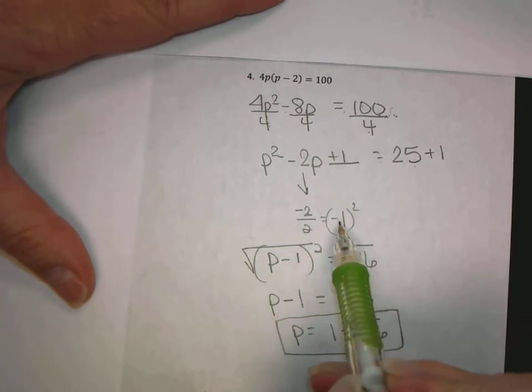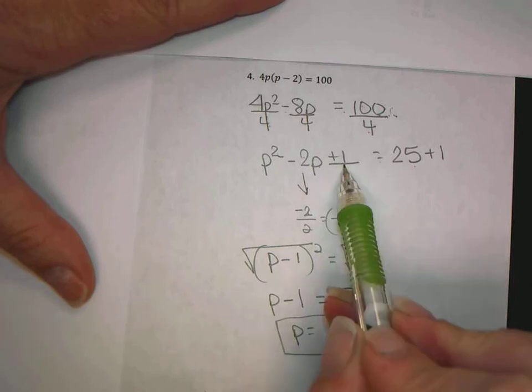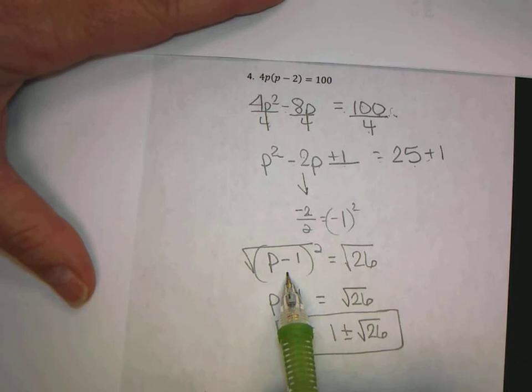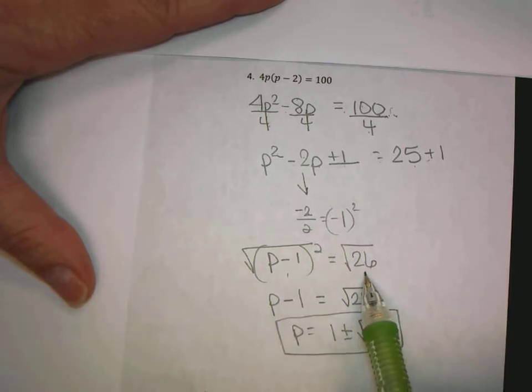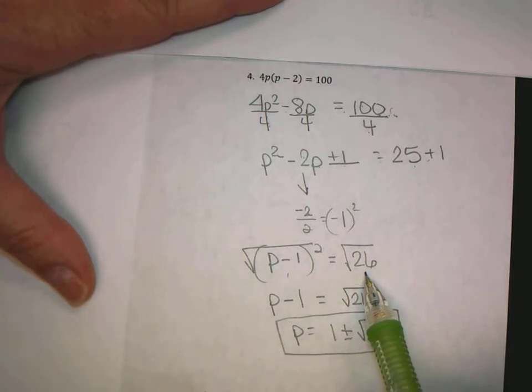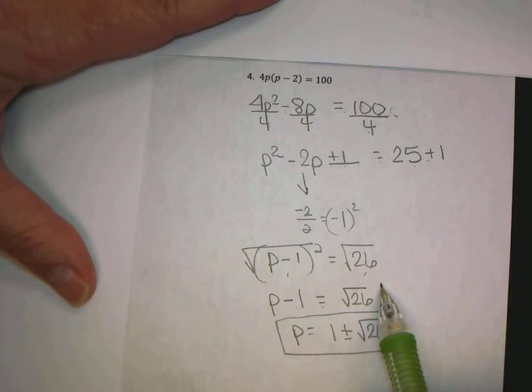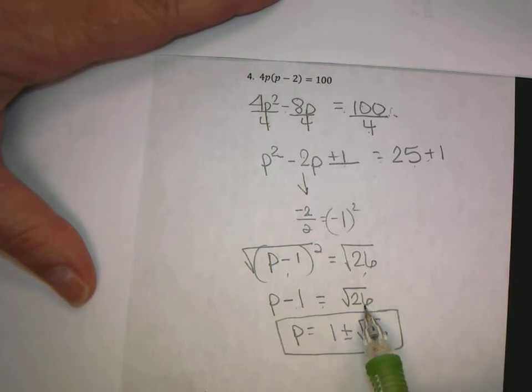Divide it by 2, which is negative 1. Square negative 1, which becomes a positive 1. You now have a perfect square trinomial, which factors to p minus 1 all squared equals 26. Square root both sides. P minus 1 equals the square root of 26. The only way to get 26 is 2 and 13, so it can't be broken down. So now I'm just going to add 1 to both sides. So now you have p equals 1 plus or minus the square root of 26. And that's your final answer.